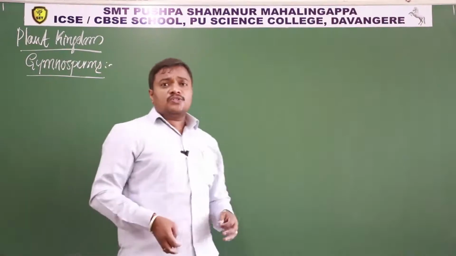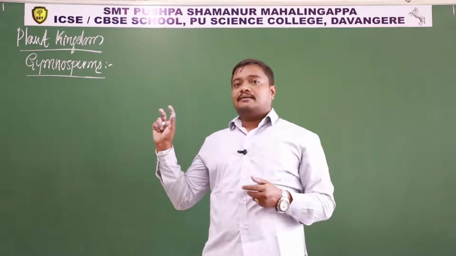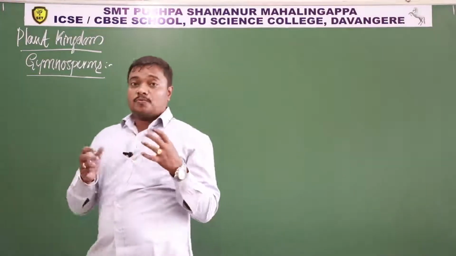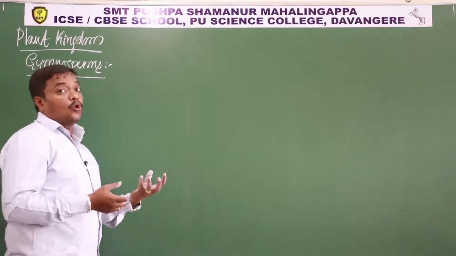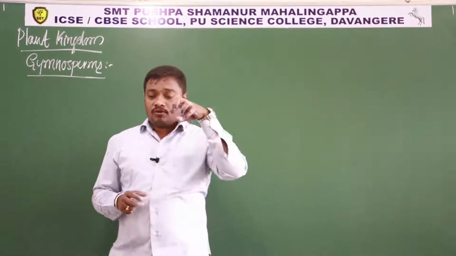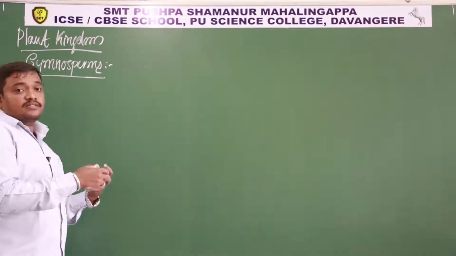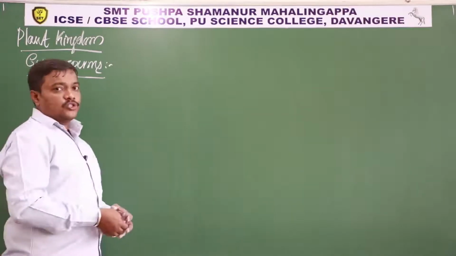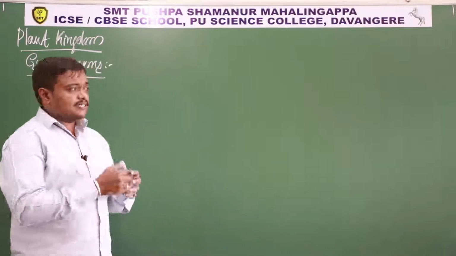Hi everybody. In the previous class we discussed the microsporangium in gymnosperms and how the microsporophylls are grouped together to form the cone. Within the cone, the microsporangium produces the microspores. Those microspores later develop into the male gametophyte. That is what we discussed in the previous class.